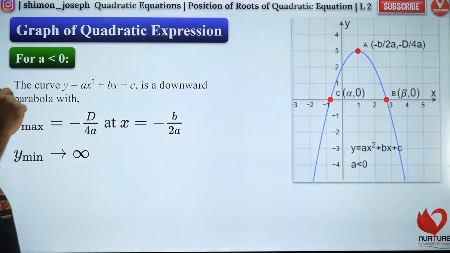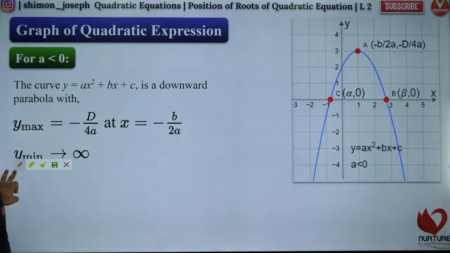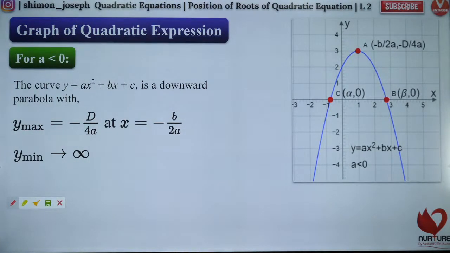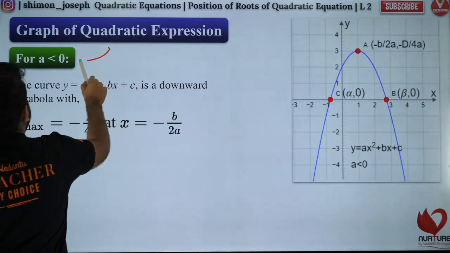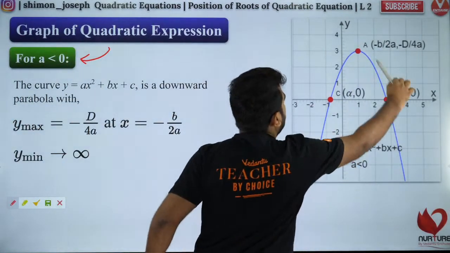So let's come back to the topic. I told you to plot for A negative. So now everybody please listen carefully. What if A is negative? If A is negative, it will be a downward opening parabola.